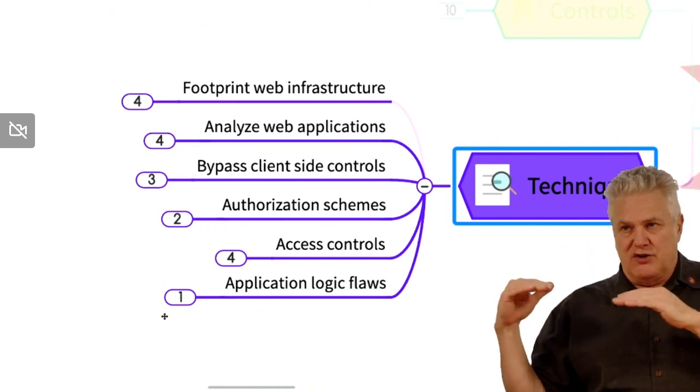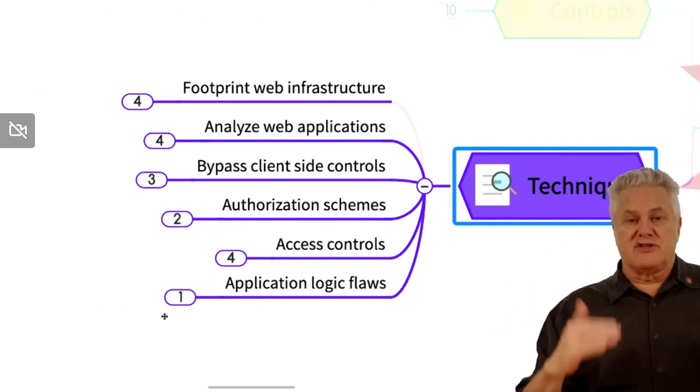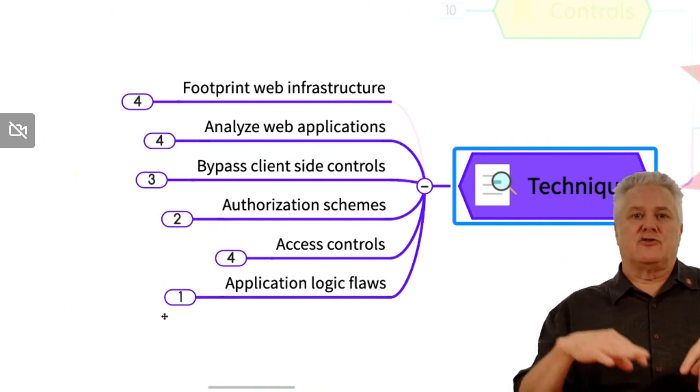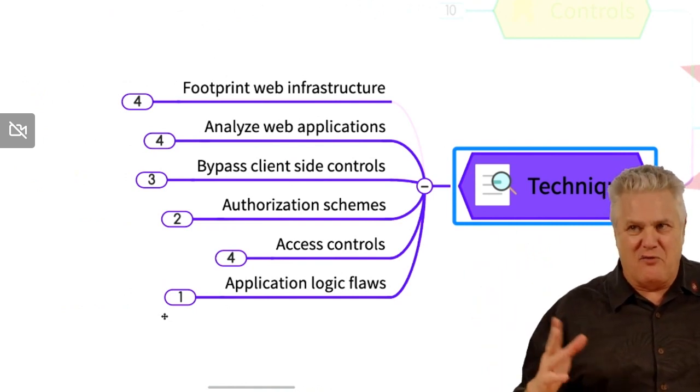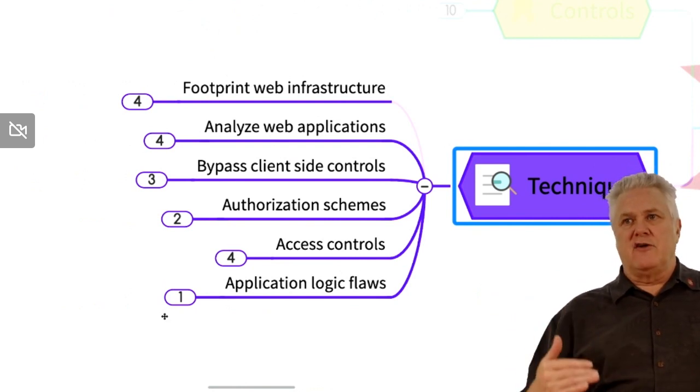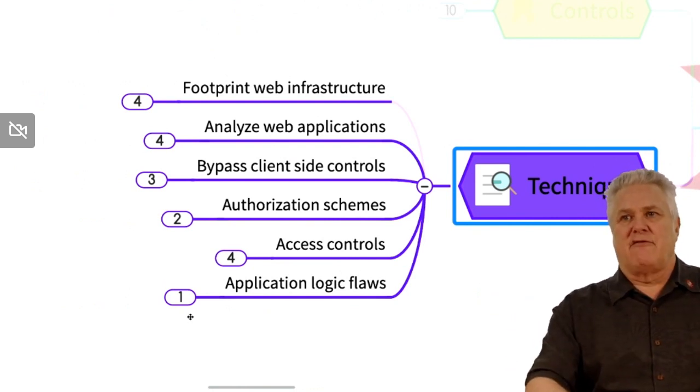authorization first. Access control is the thing that I just described. Authorization schemas. Are they using 1-factor, 2-factor, or 8-factor? What are they doing there? And once you figured out the access controls, then you figure out any kind of application logic flaws.